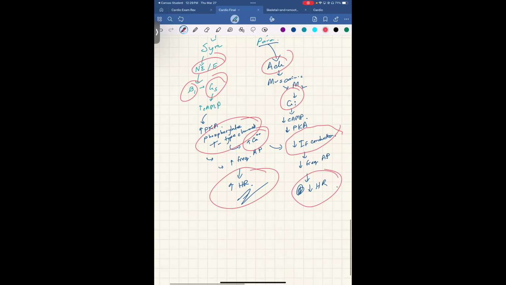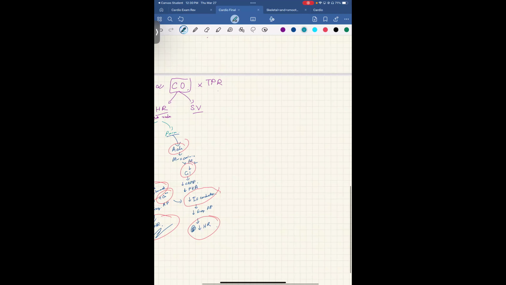Yeah, it increases. I didn't write it, but funny conductance increases. Is that okay? All right, let's move on. So that's with the heart rate. We can influence heart rate just by influencing the SA node, the autorhythmic cells.